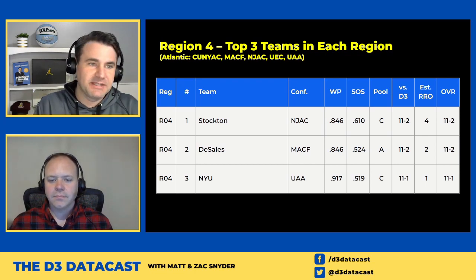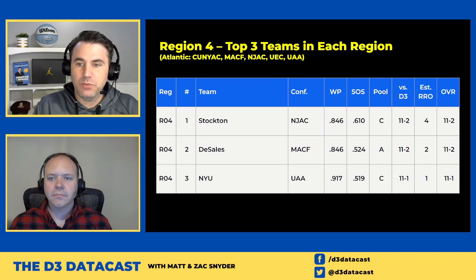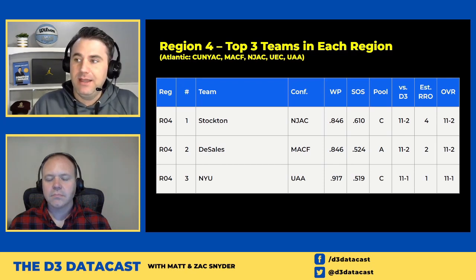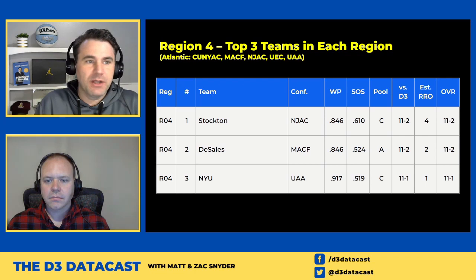I think the NJAC is going to be ripe for potential regionally ranked wins and potential for a strength of schedule that stays high. So I think Stockton is looking very strong at this point. I think I see 4 regionally ranked wins already for them: DeSales, Montclair State, Mary Washington, and Widener all I think are in their region's rankings right now. So quite strong from Stockton.